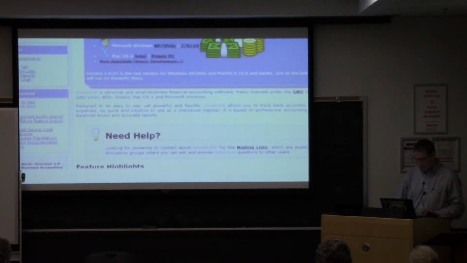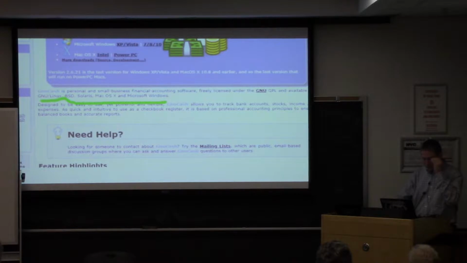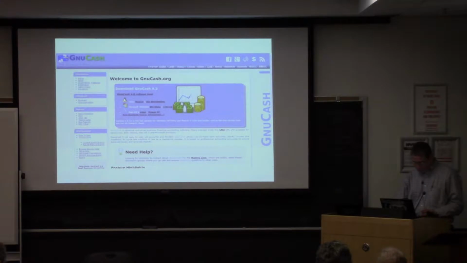Let me read out the description here on the website. GnuCash is personal and small business financial accounting software, freely licensed under the GNU GPL. That's the General Public License. It's available for a number of distributions, these are operating systems: GNU/Linux, BSD, Solaris, Mac OS X, and all versions of Microsoft Windows.